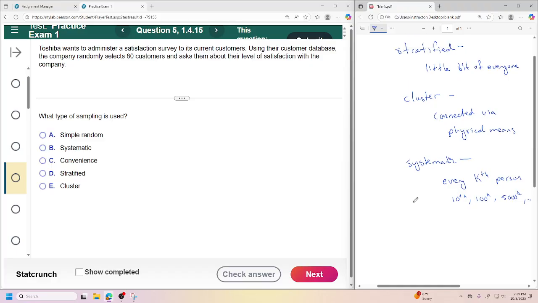Convenience is easy picks. And random is just random. So convenience is easy picks.